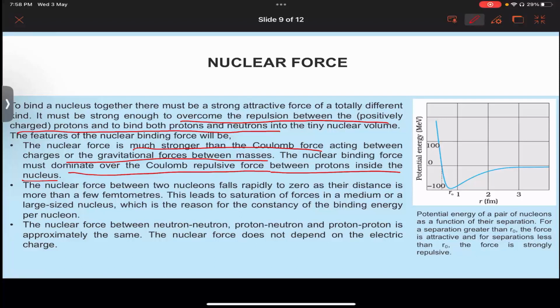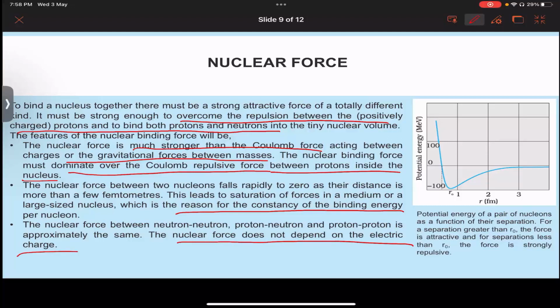Okay, the nuclear force between two nucleons actually falls rapidly to zero as their distance is increased to more than a few femtometers. So this leads to a kind of saturation of forces in a medium or large size nucleus. Okay, so that is why we have the constancy of the binding energy that we saw for heavier nuclei, which have larger nuclei also. Okay, the nuclear force between neutron-neutron, proton-neutron and proton-proton is actually kind of the same. So that is why we can say the nuclear force is not dependent on the electric charge.